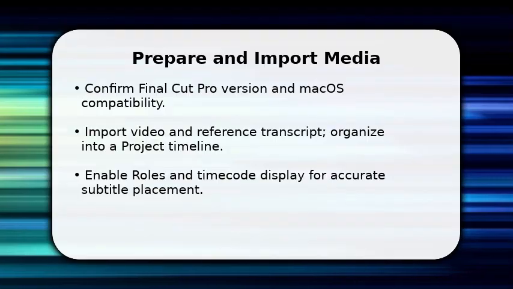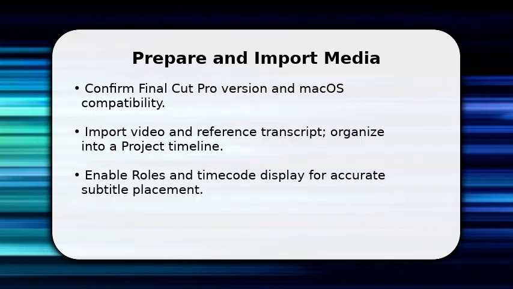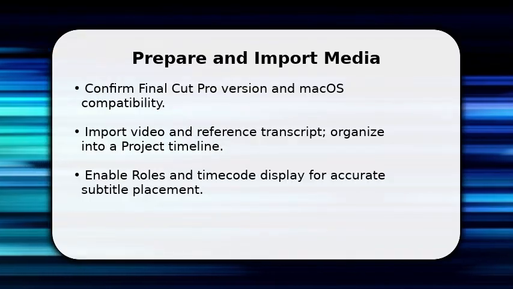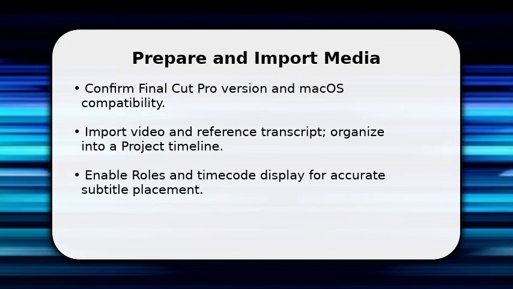You start by importing your video and any transcript into Final Cut Pro. This saves time when creating captions. Once done, organize clips into a single project timeline and enable roles so captions can be isolated. Make sure timecode display is on so you can match lines precisely. If you have a pre-built SRT, import it now to skip manual entry. Otherwise, prepare the transcript in a plain text editor for copy-paste. These steps set a neat foundation for accurate, editable subtitles.